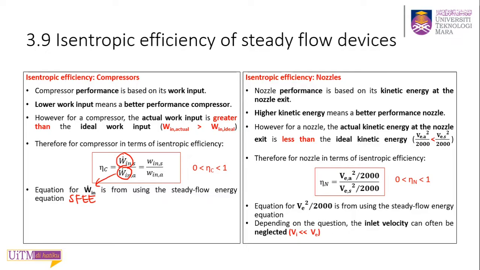and the term for velocity, exit velocity at the nozzle exit, is obtained using the SFEE, steady flow energy equation, and depending on the question, we can often neglect the inlet velocity at the nozzle because the velocity at the inlet is too low when compared to the velocity at the nozzle exit.